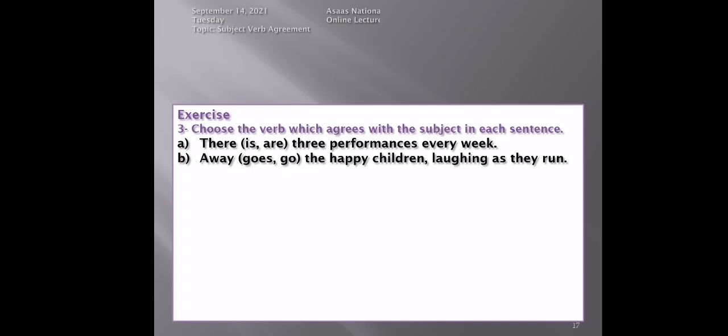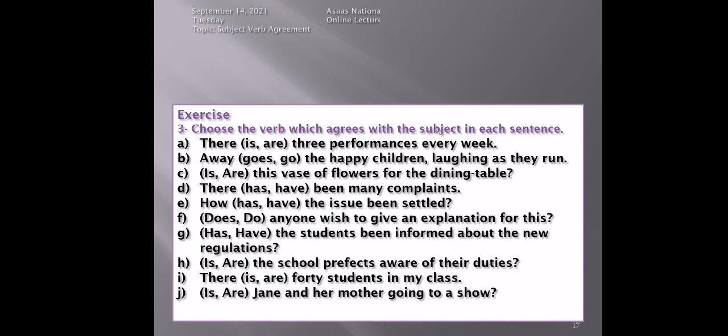Away go or goes the happy children. Away go the happy children, laughing as they run. Children is plural, so a verb without s will be used here. Now let's see the third example. Is or are this vase of flowers for the dining table? Which do you think is the correct one? We are talking about a vase of flowers, not flowers. So vase is one. So "Is this vase of flowers for the dining table?" will be the correct sentence. This is how you are supposed to solve the rest of the parts yourself.